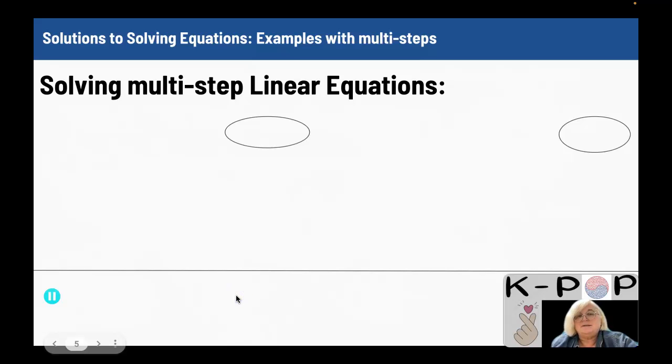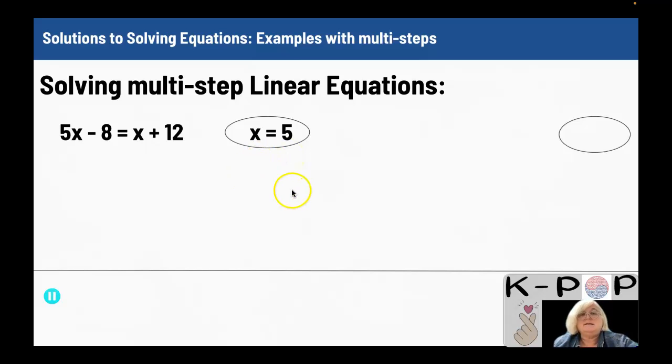Solving multi-step linear equations. I do the same exact thing, but it's more important when you're solving multi-step linear equations because there's more steps to do that you may make a mistake easier. So it's important to check whether you have the correct answer or not in the end.